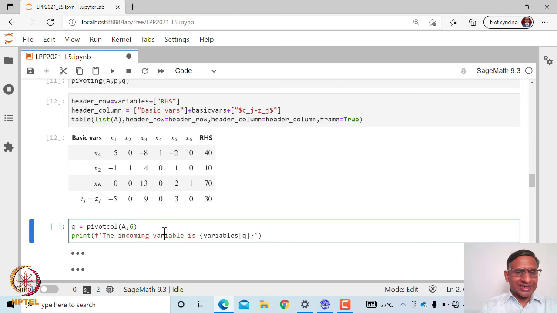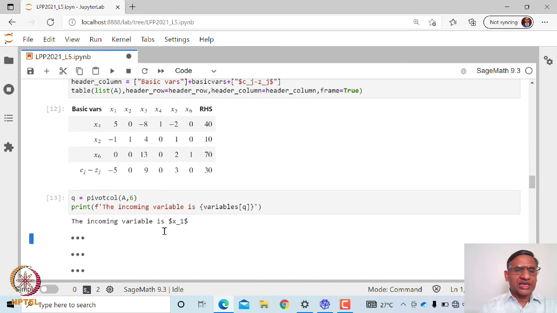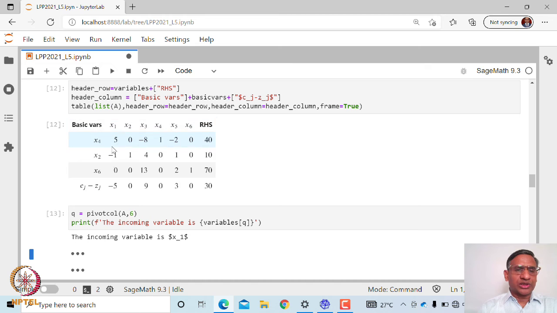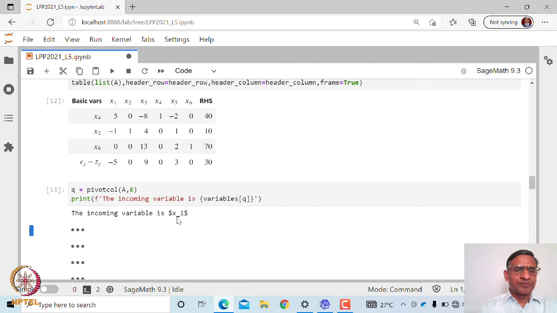So let us again call this A, comma 6. 6 is the number of variables, and in this case Q is x1, that is, x1 is the incoming variable. That is what you can see here. There was only one negative reduced cost coefficient, so the column corresponding to that is x1. Therefore x1 is the incoming variable, and the value of Q will be 0 because that corresponds to the 0th column.